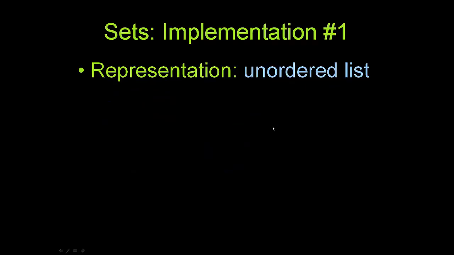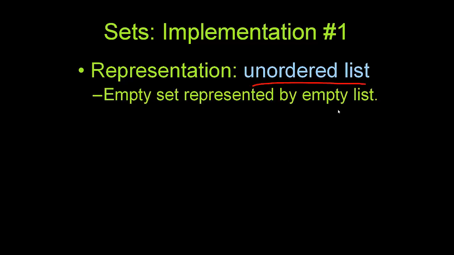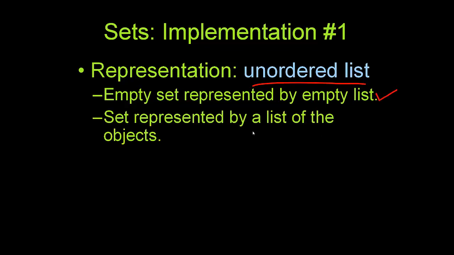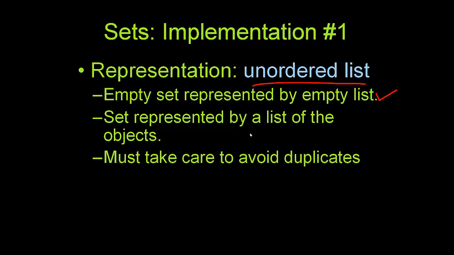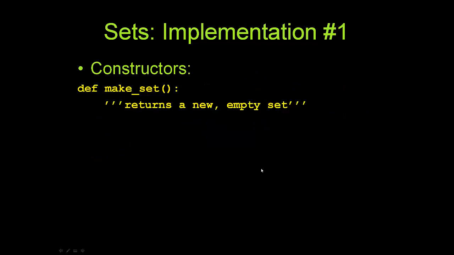We'll move on to implement sets. Now let's take a look at the first possible implementation of sets, and we call it the unordered list representation. So the empty set is represented by an empty list. That's fair enough, right? Each set is represented by a list of objects, and the main thing to do is to take care to avoid duplicates. The constructor that makes the empty set just returns the empty list.